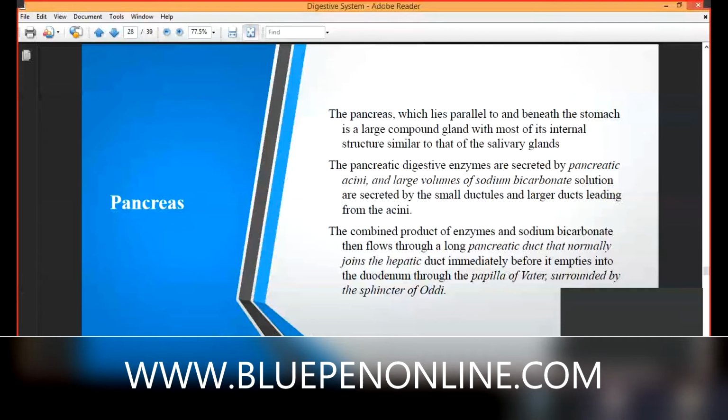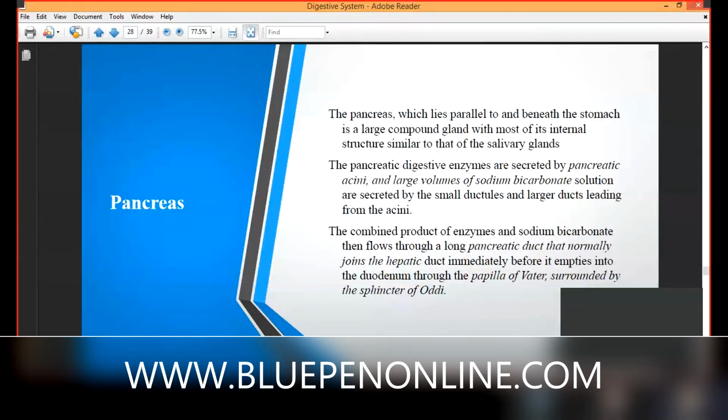The exocrine part secretes enzymes, like trypsin and all. So the digestive enzymes secreted by the pancreas are secreted by the pancreatic acini. And also the ducts. The ducts secrete bicarbonate ion.